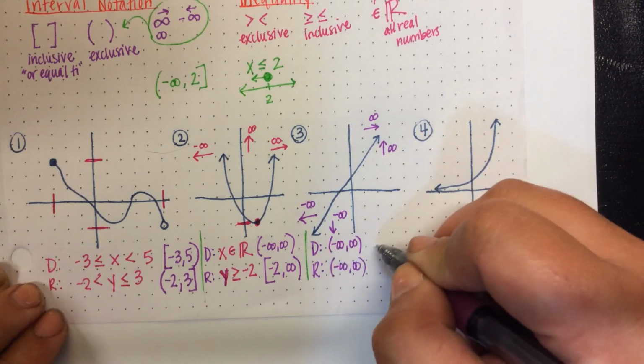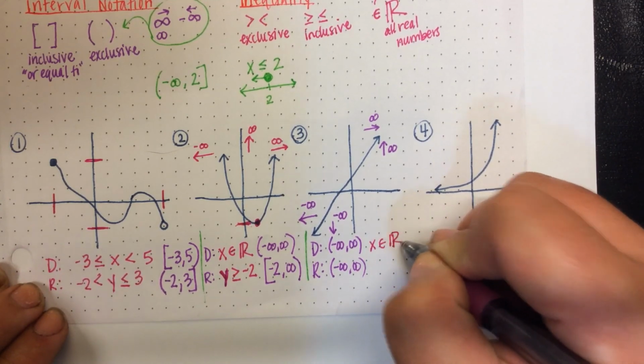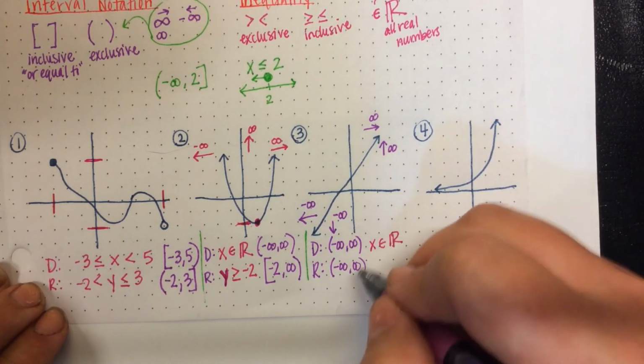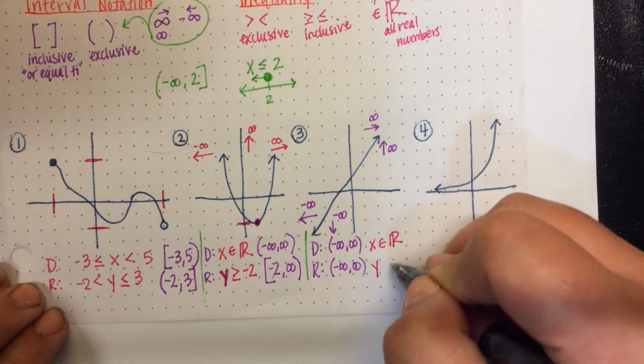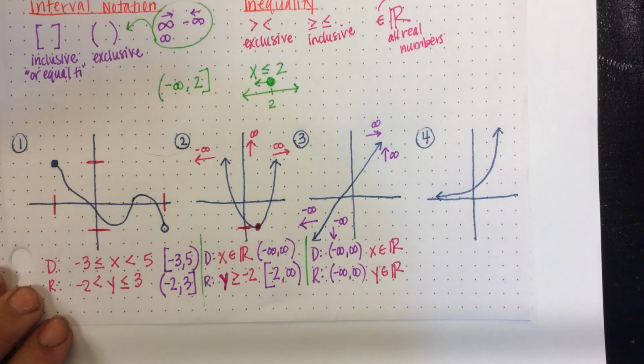So if my domain is all real numbers, I'm going to say x is an element of my double stem R. If range is all real numbers, I'm going to do the same thing, but we use y because I'm talking about the y values anytime I talk about range.